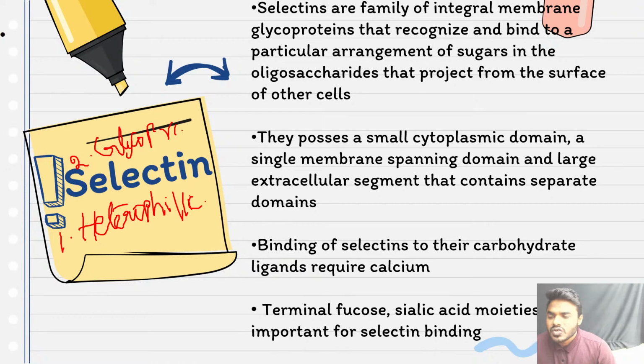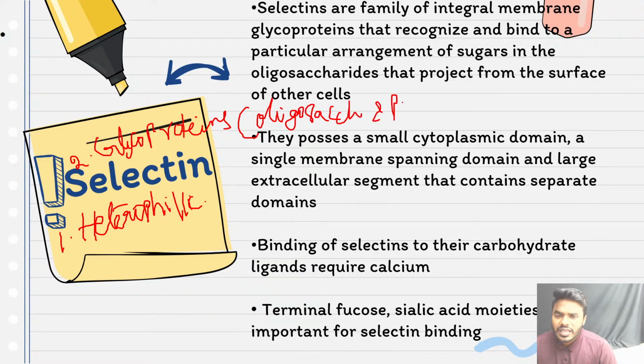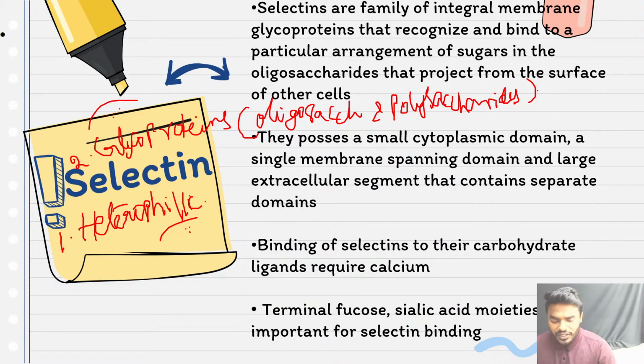Selectins will be associated with many types of glycoproteins which are present on the surface of other cells. So friends, these selectins can be associated with oligosaccharides also. Even they can be associated with different kinds of polysaccharides also. Kindly do not get confused with this point. First important point: it plays a key role in heterophilic interaction. They are associating with the glycoproteins, is it?